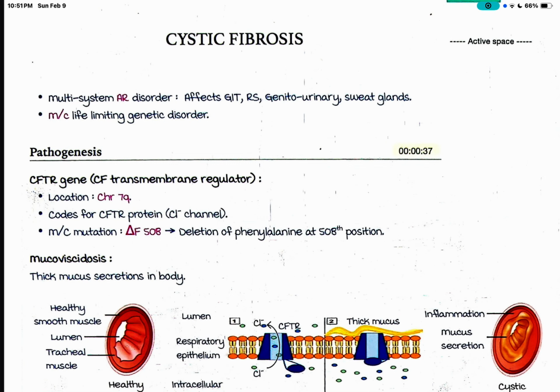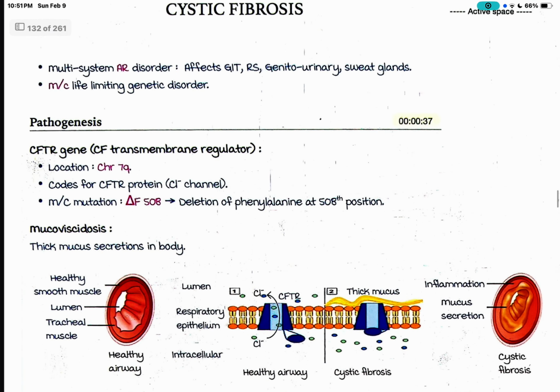Cystic fibrosis. It is a multisystem autosomal recessive disorder. It affects the GIT, respiratory system, genitourinary tract, and sweat glands. The most common life-limiting genetic disorder is cystic fibrosis. What is the most common life-limiting disorder? Cystic fibrosis.